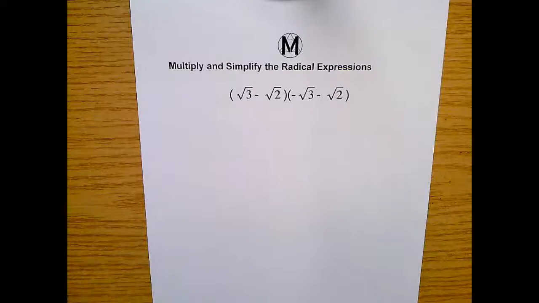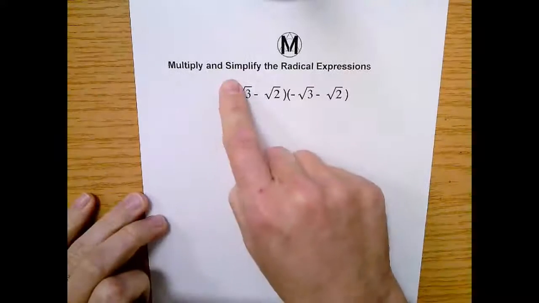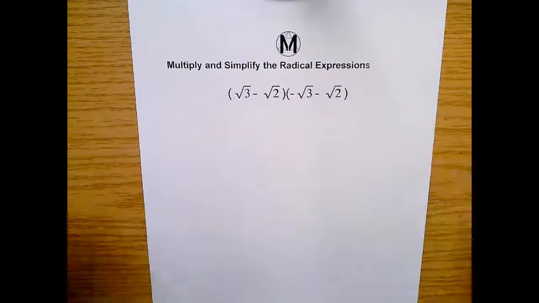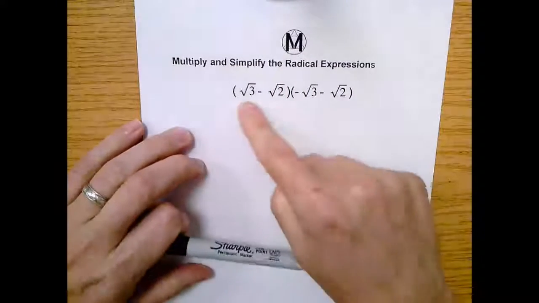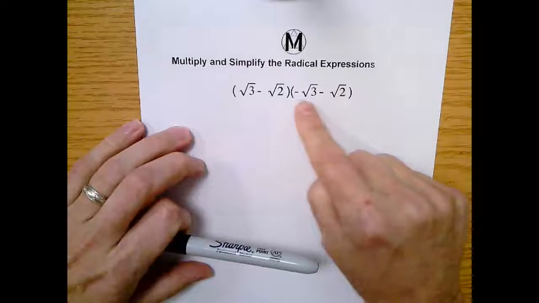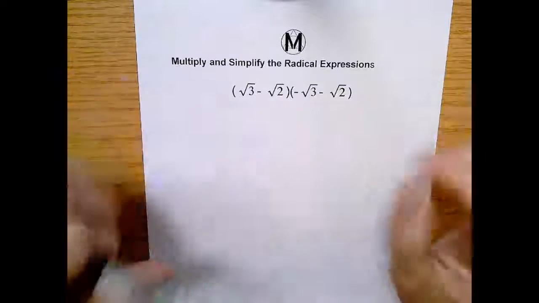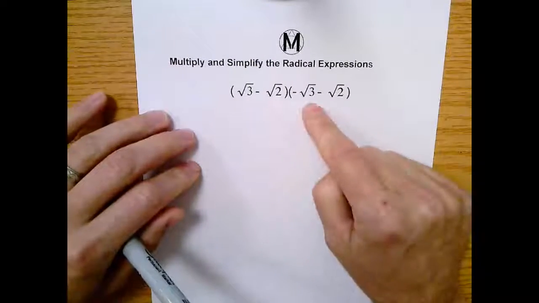All right, let's do some Mathity-Math. It says here, multiply and simplify the radical expressions. Okay, so we have a binomial multiplied by a binomial, and that's okay. We can handle this. When this happens, we typically just FOIL.